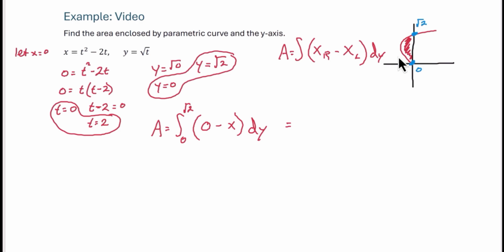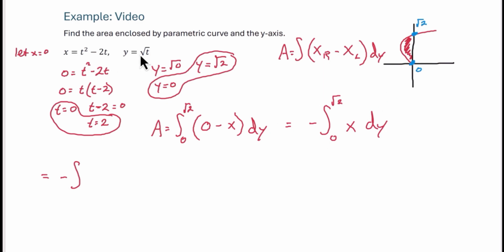Simplifying this, we can pull out the negative since that's just a constant. We have the integral from 0 to root 2 of x dy. At this point, we want to make sure we have the same variable. We're going to replace the x's and the y's with something in terms of t. So when we rewrite this area, we'll have negative integral, and since we're changing our limits of integration, right now these are in terms of y, we want them in terms of t.